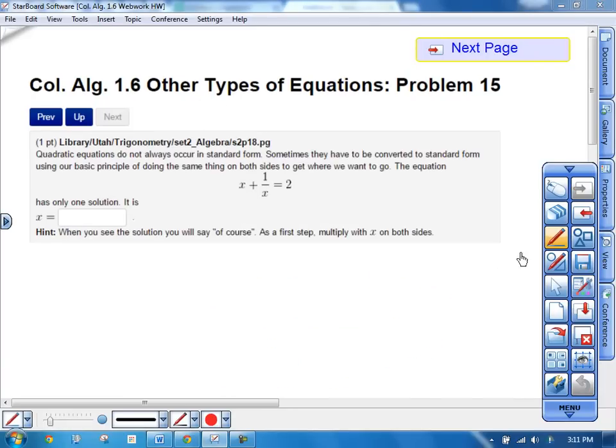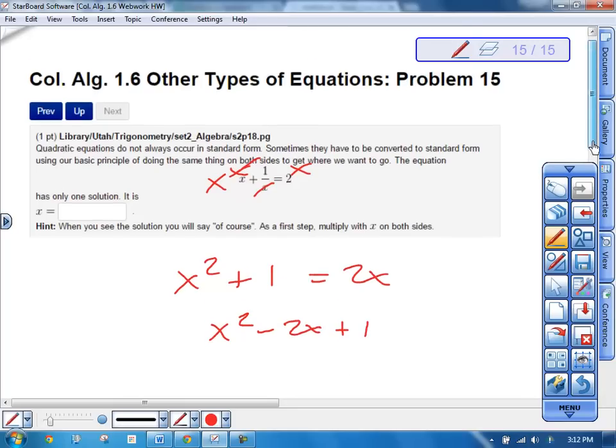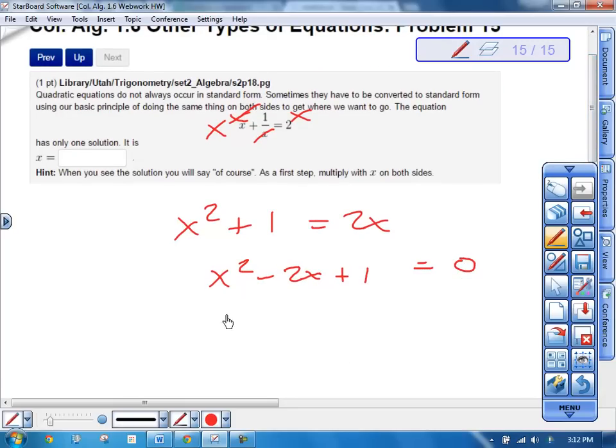Okay, same thing here, multiply through by x. Everything, because you want to clear fractions by multiplying through by the least common denominator. If you do, you get this. So it's x squared minus 2x plus 1. And that actually factors into x minus 1, x minus 1, which is a perfect square trinomial, so x equals 1 is the solution.